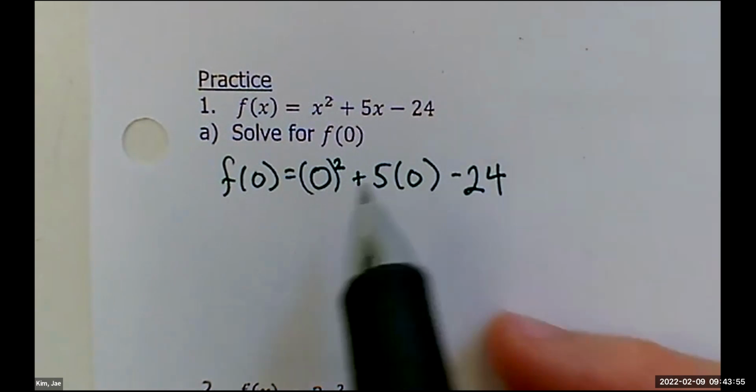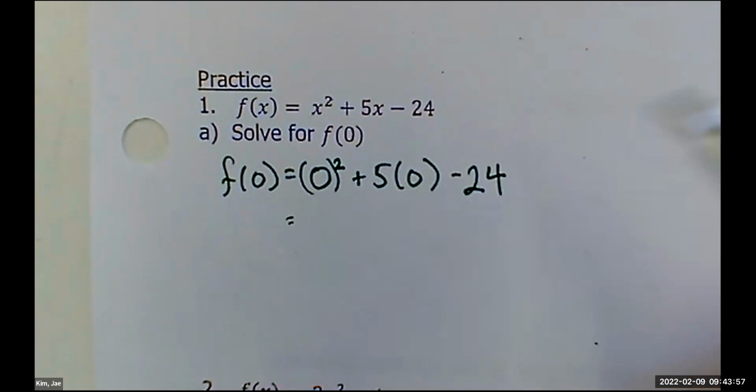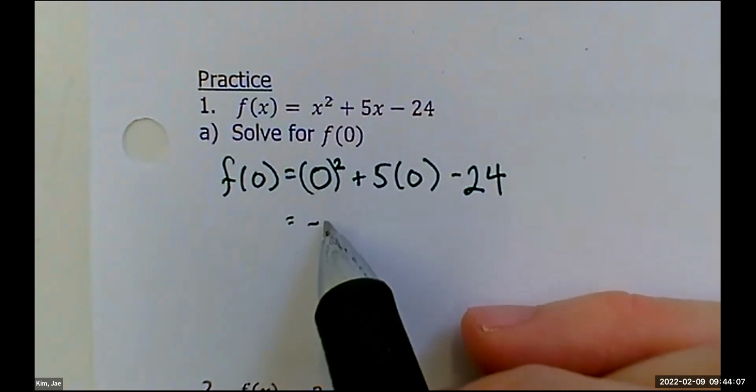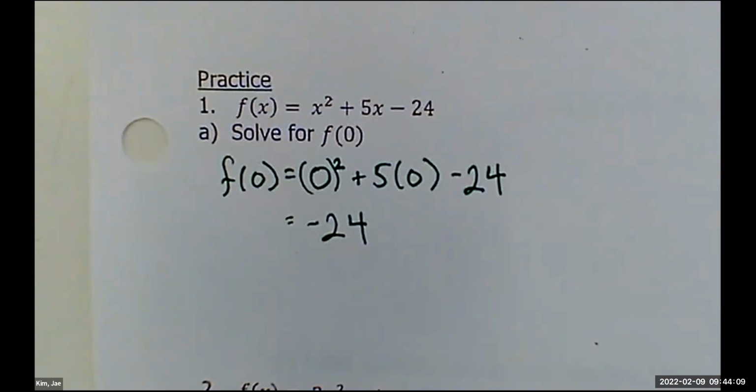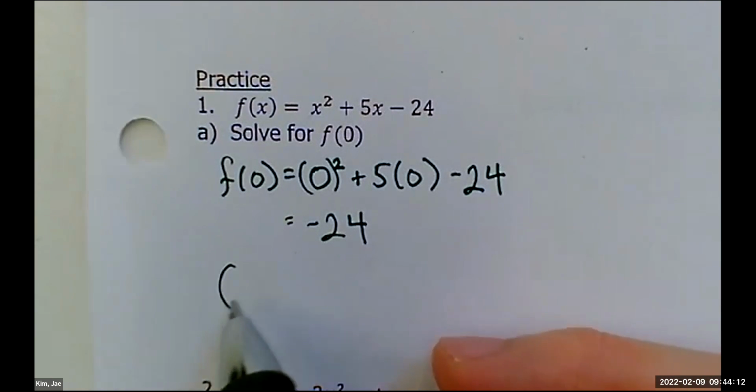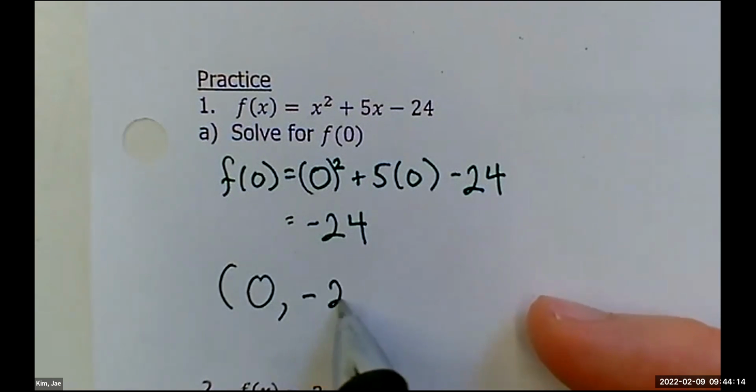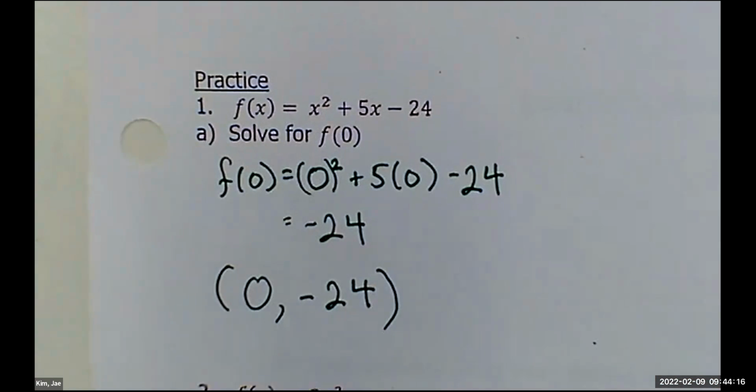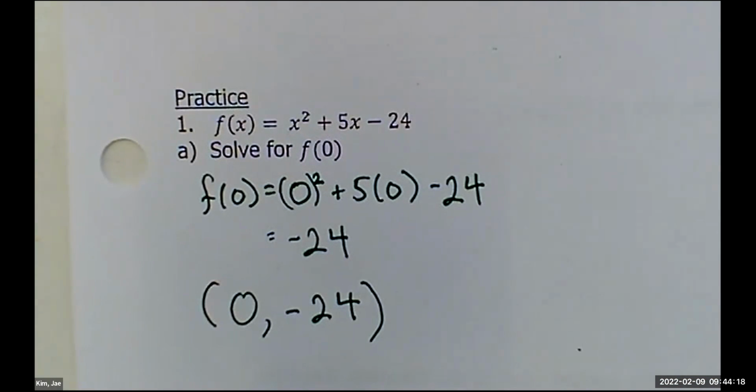That's it. Anything 0 squared, obviously, is 0. I'm not even going to write it because I'm a mathematician and I'm lazy. 5 times 0 is 0. I'm not going to write it. And negative 24 is all that's left. There's your answer. So therefore, if x is 0, my y is negative 24. That's one point on the graph.